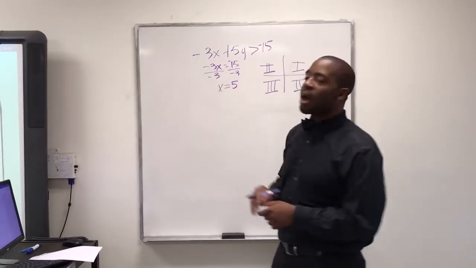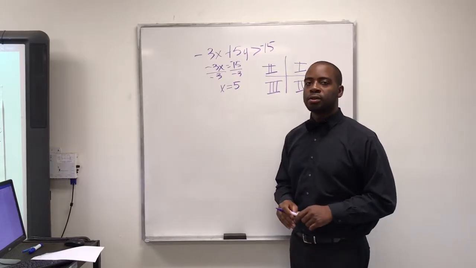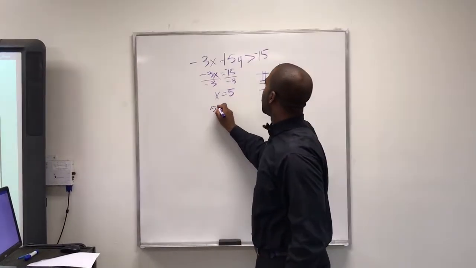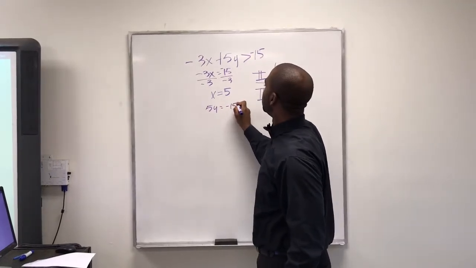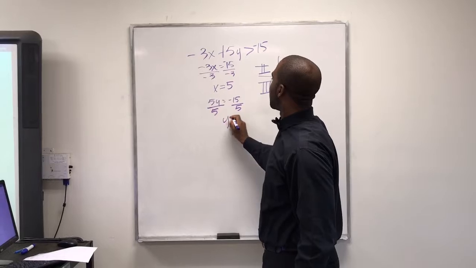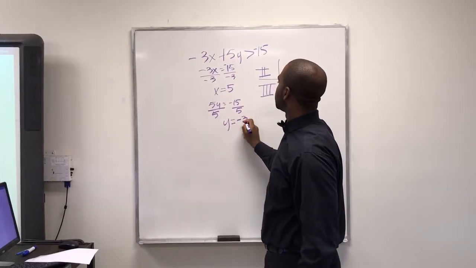All right, to get the y-intercept, you substitute x for 0 and solve for y. So that's gone, and that's going to give you 5y equals negative 15. Divide both sides by 5 to solve for y, and the y-intercept is negative 3.